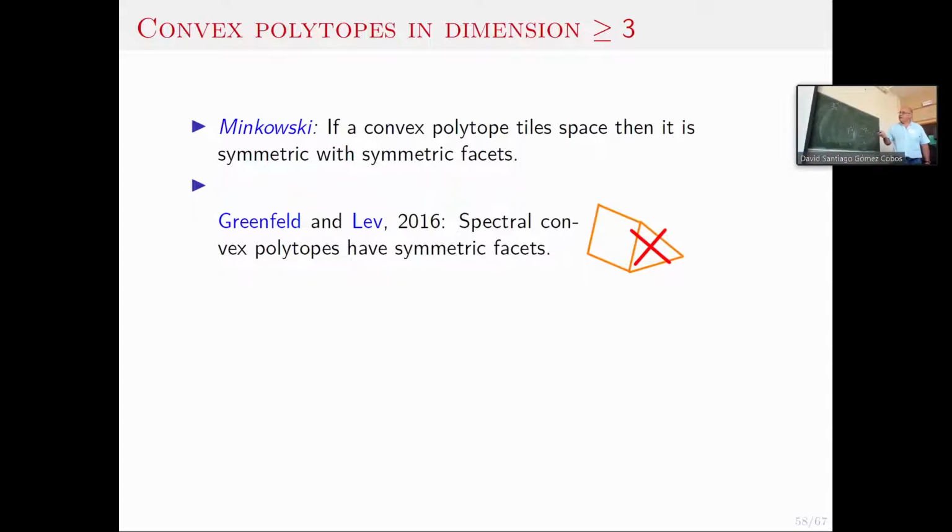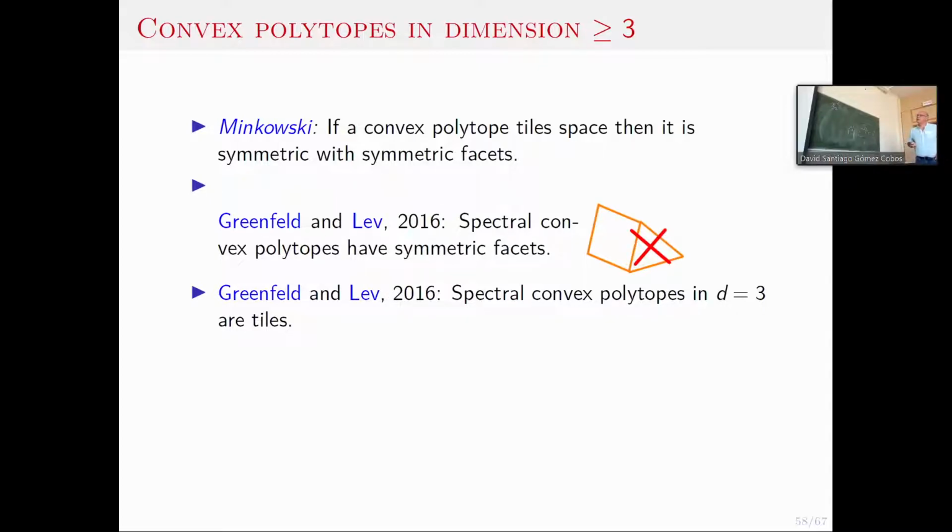Now, as far as spectral bodies are concerned, this was proved by Greenfeld and Lev in 2016. If you have a spectral convex polytope, not only is it symmetric, we already know that, but it must also have symmetric facets, or symmetric codimension 1 faces, exactly as is the case here. Greenfeld and Lev also proved the spectral implies tiling conjecture, which was the one missing in dimension 3 for polytopes. So with this result, the Fourier conjecture was known to be true for convex polytopes up to dimension 3.